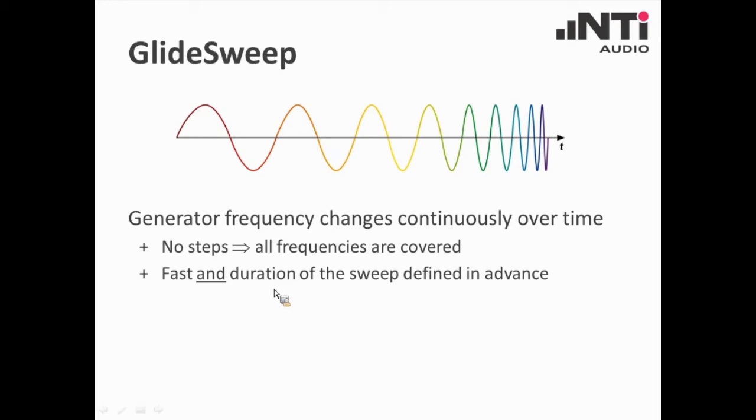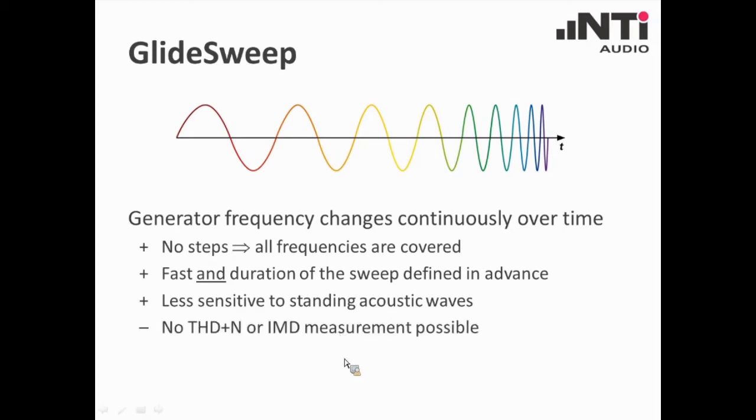So we already know before the sweep is being transmitted how long this test will take. And a third advantage is that glide sweeps are less sensitive to standing acoustic waves. If we have to execute an acoustic measurement in a room, we always encounter the threat that some standing waves will build up due to reflections from the walls or from the ceiling. But as we are continuously changing the output frequency, there is much lower risk that such standing waves will show up compared to a step sweep.